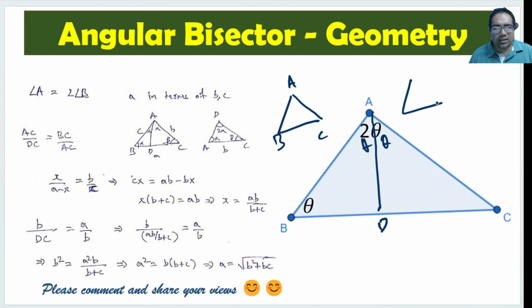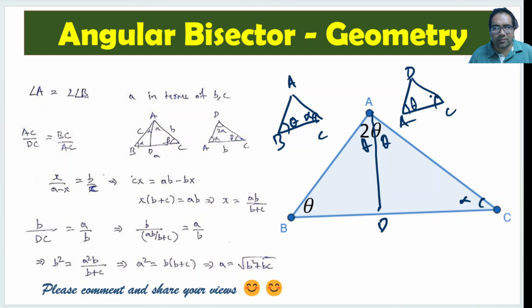ABC and ADC, these two triangles, if you observe, in the triangle ABC, angle B is theta. In the triangle ADC, angle DAC is theta. Angle C is the same in both, whatever, let's say it is alpha. Then this is alpha here, and DAC is also the same angle.